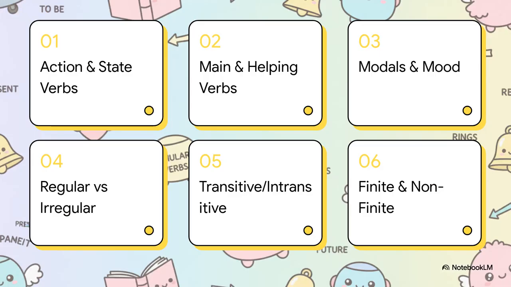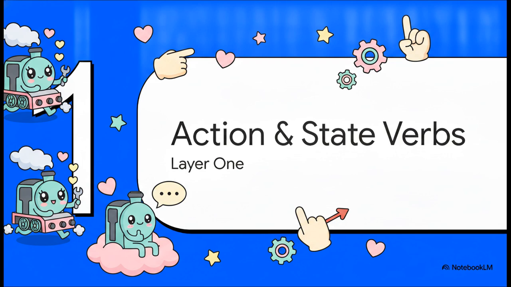So here's exactly how we're going to break down this massive grammar engine piece by piece today. We've got 1. Action and state verbs, 2. Main and helping verbs, 3. Setting mood with modals, 4. Regular versus irregular forms, 5. Transitive and intransitive verbs, and finally, 6. Finite and non-finite verbs.